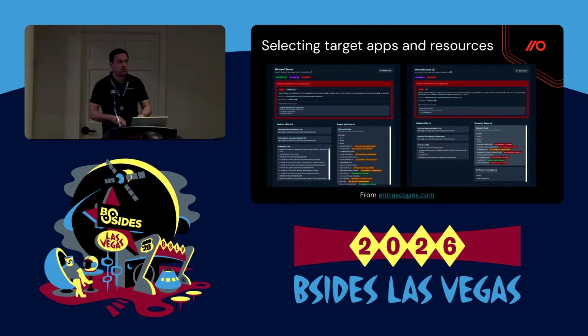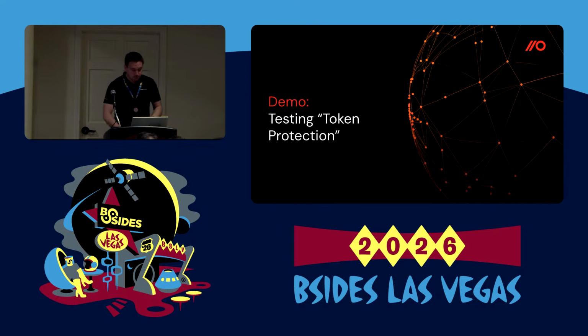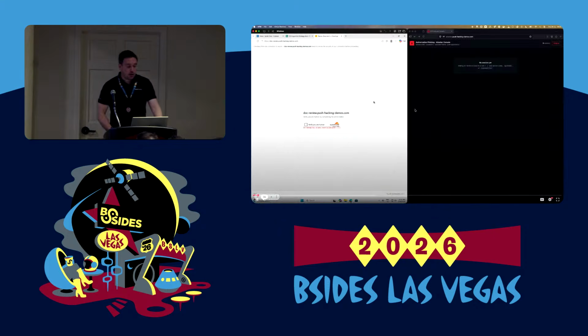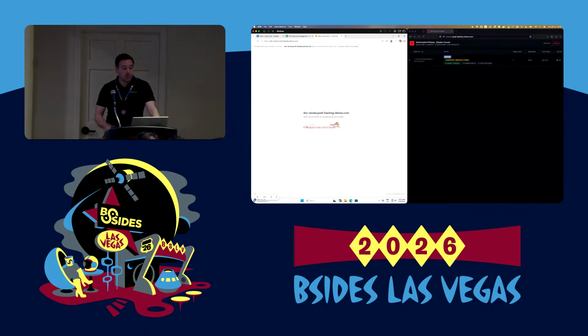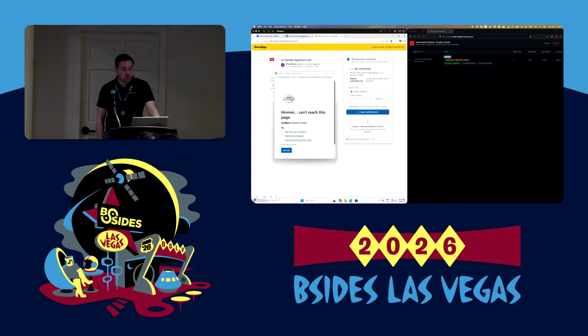This is from EntraScopes. This is actually quite a good resource if you want to look for things that might be viable for checking different combinations. But ultimately, I'm going to show you this now. First of all, I'll do the Teams one, and I'll show you what happens now we've got token protection enabled. Effectively, it just comes and says, sorry, we've got token protection enabled. It won't do it. I can do it again.